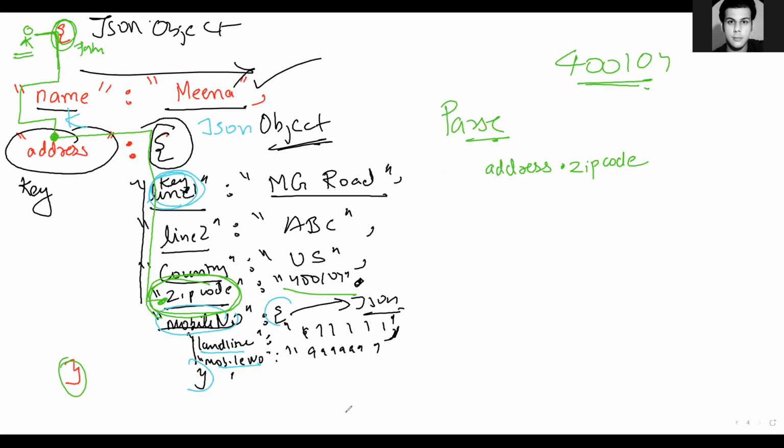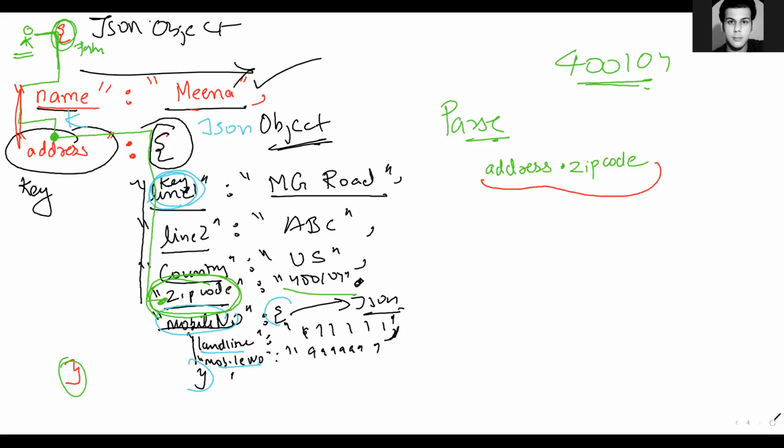You guys tell me, well, let me use a different color now. Red color. Jatin, are we not going to use the name dot address? Not like that. No, name and address are in the same level. Why do I need name? If I take name now, I'm going to get the value Meena. But I don't want the value Meena. I want the value zip code coming into picture. So you're not going to have name dot address. You have to go via address to zip code.